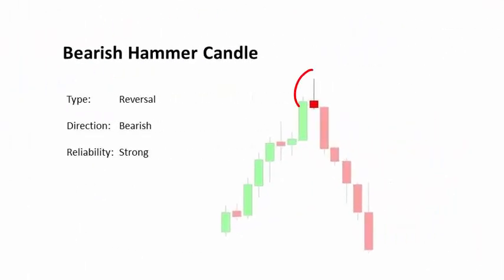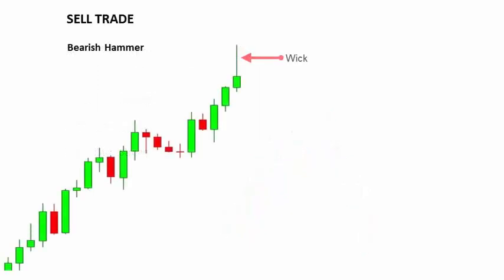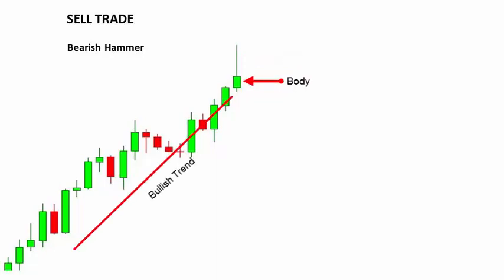The bearish hammer candle is the opposite of the bullish hammer candle, and it is just as reliable and occurs at the end of an upward price movement. The long wick pointing to the upside with a small body at the low end of the candle signifies a weakening in a bullish trend. This is a good indication that the market can change from an uptrend to a downtrend, and we can start looking for a sell opportunity.